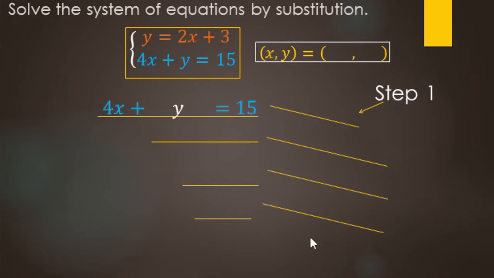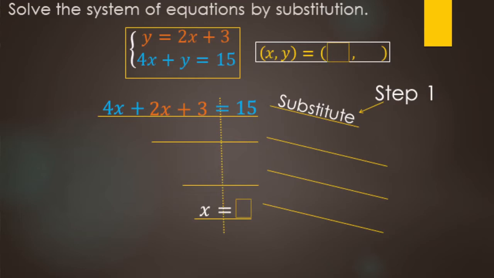So we're going to take the other equation, the blue one, and we're going to replace the y with what it's equal to. What was y equal to? 2x plus 3. So there is our substitution step. And now we have a one variable equation we're just going to solve.